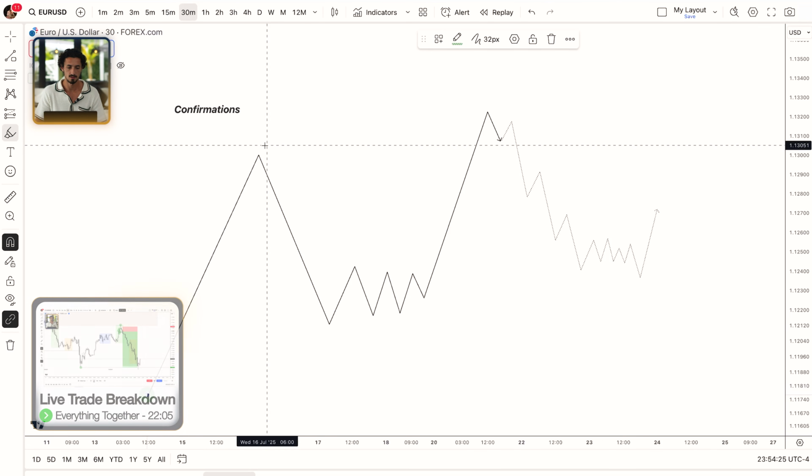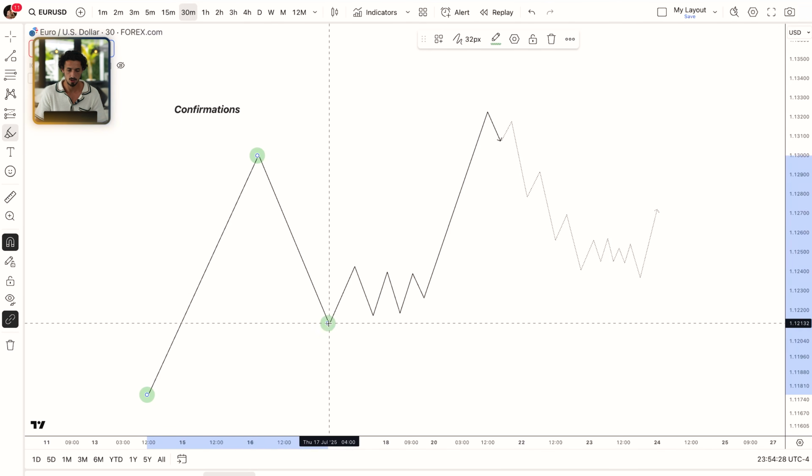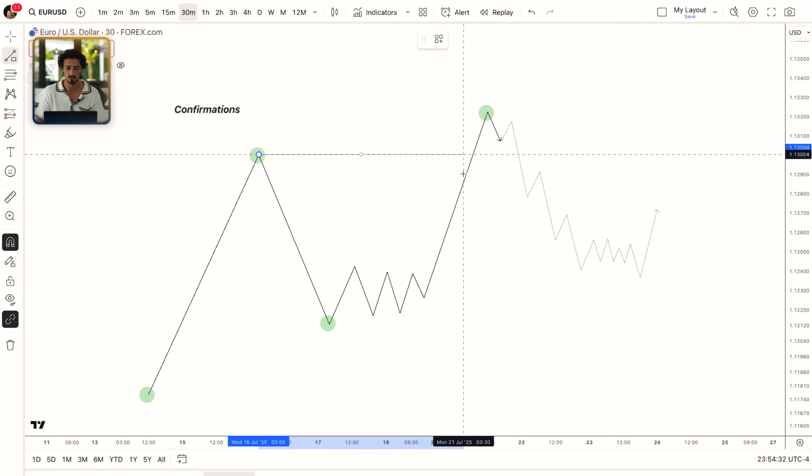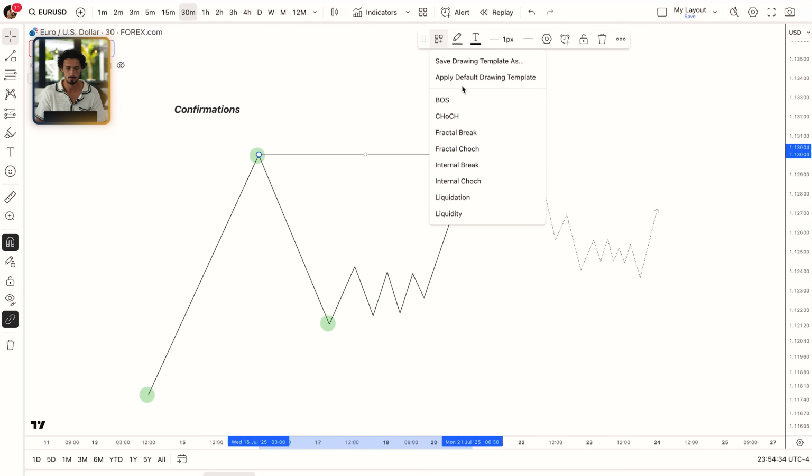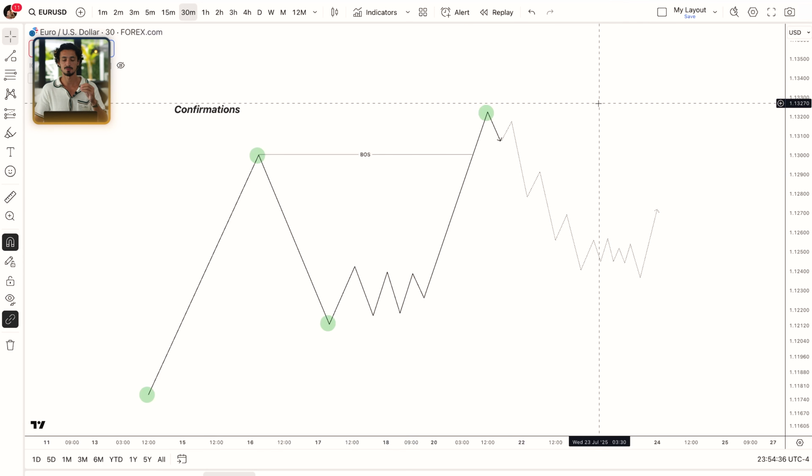We have a low here, a high, we have a new low and a new higher high. So the market is bullish. We have a break of structure above the highs in here. Break of structure, great, we are bullish. We are looking for longs.